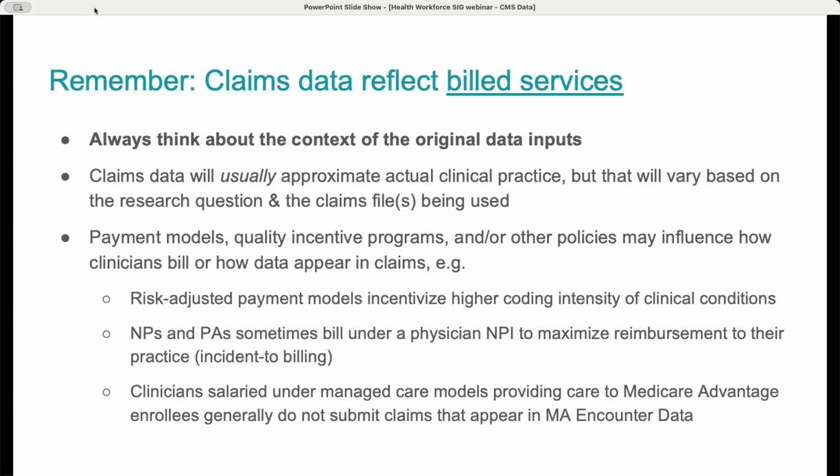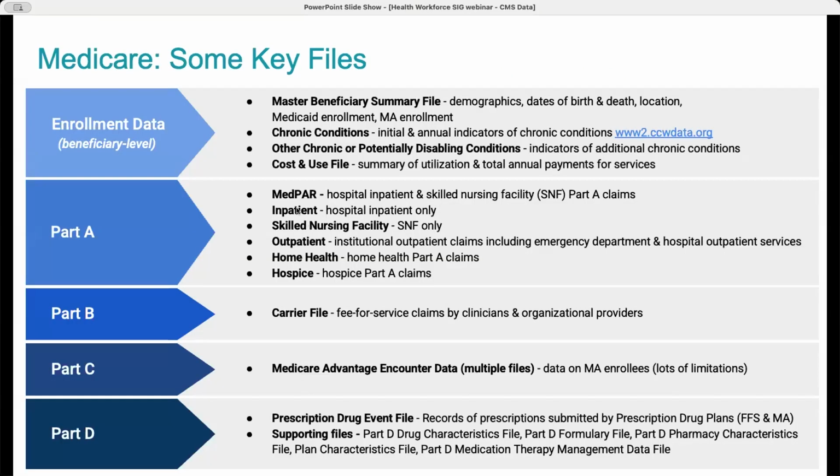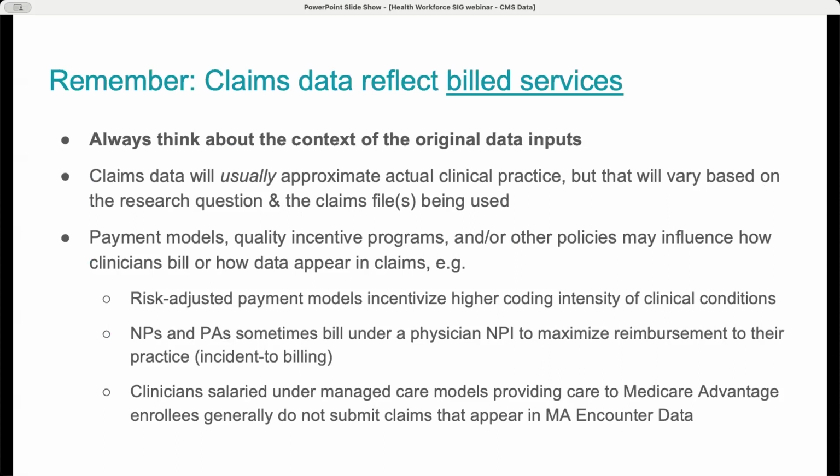So it's really important when you're thinking about using claims data that you always remember that claims data reflect billing. And that's different from using, for example, electronic health record data, where you're actually capturing inputs of actual clinical documentation occurring at the time that services are rendered. Claims data are kind of on the back end. So somebody renders a clinical service and then they submit a bill for payment, and that's what you're actually measuring in the data. So by and large, most of what you're capturing in claims data is more or less going to represent the actual clinical services, but there's lots of context and nuances that you have to think through, and that'll vary depending on which claims files you're using and what your research questions are.